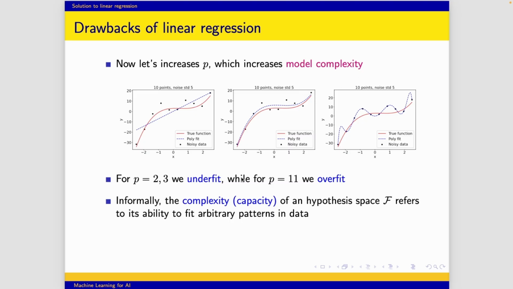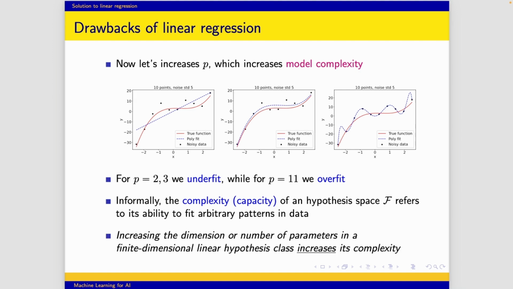So what is model complexity, or as it's often referred to, model capacity? First of all, complexity and capacity refer to a hypothesis space. The hypothesis spaces we're using are first degree polynomials, third degree polynomials, or 10th degree polynomials. And complexity refers to the ability of functions in this hypothesis space, their capacity, to fit arbitrary patterns in the data.